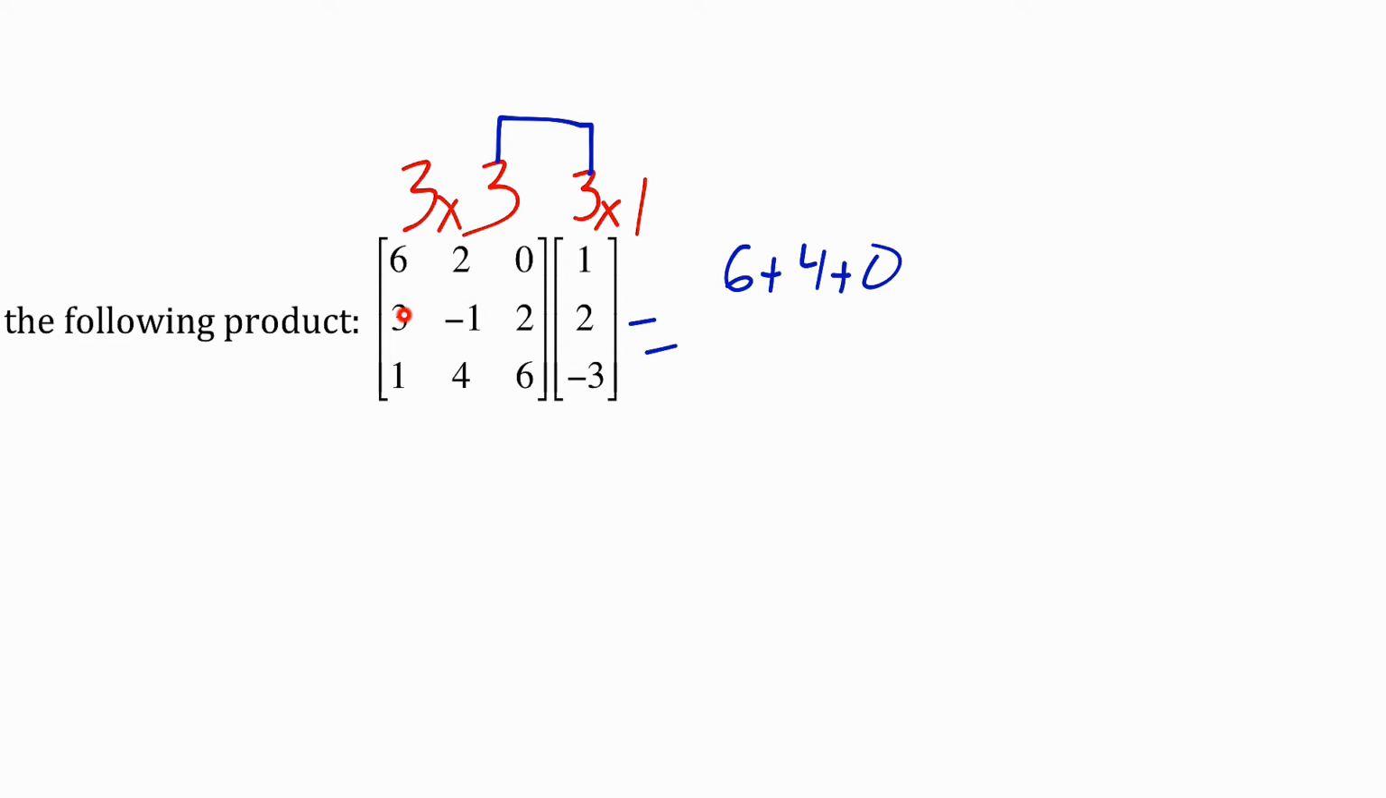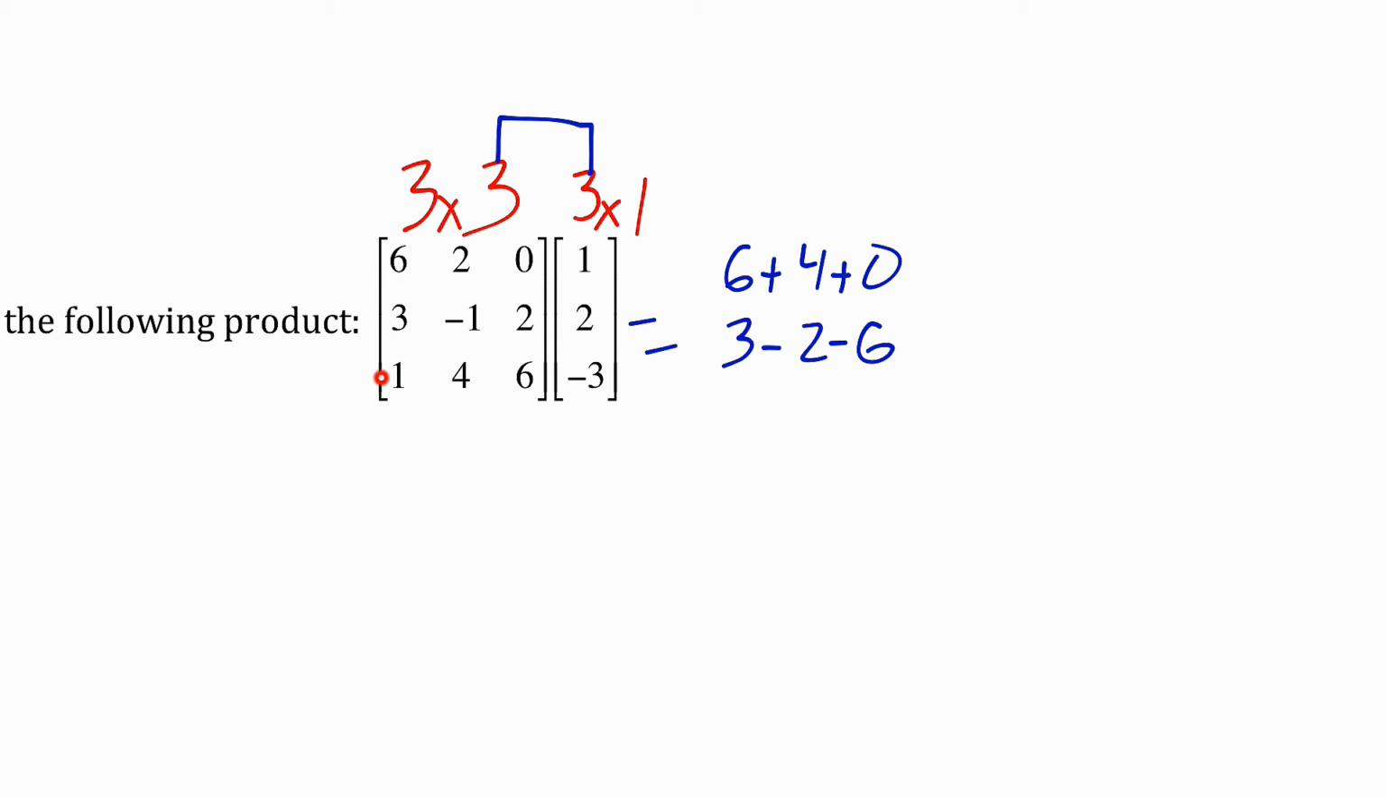We're going to move on to this next row, the 3, negative 1, and 2, multiplied by this column. So we've got 3 times 1 gives us 3. Negative 1 times 2 gives us negative 2, so we'll say minus 2, or plus negative 2, either way. Sorry, that just caught up. Then we have 2 times negative 3, which gives us negative 6. I'm going to do minus 6. And so now we're done with this row.